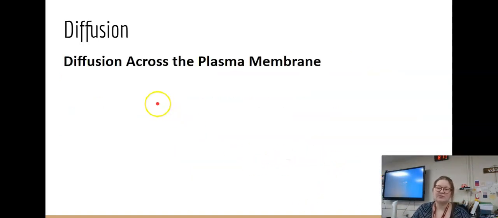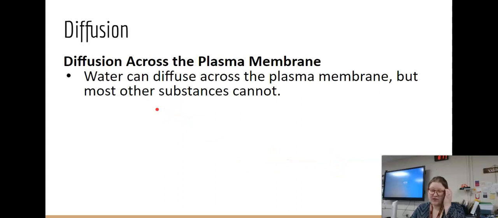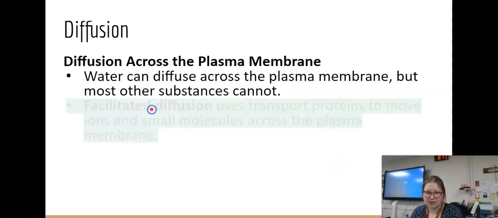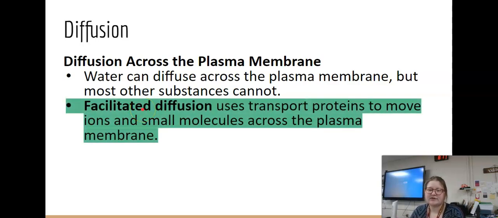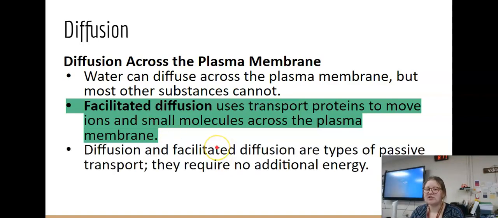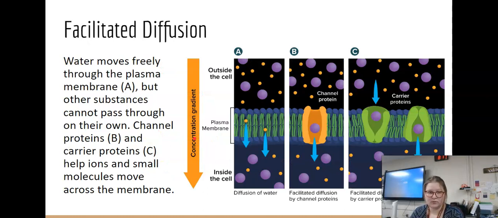So, diffusion across the plasma membrane. Water can diffuse across the plasma membrane, but most other substances cannot. The pores are too small. Facilitated diffusion uses transport proteins to move ions and small molecules across the plasma membrane. Diffusion and facilitated diffusion are types of passive transport. They don't require any energy. They can happen on their own.